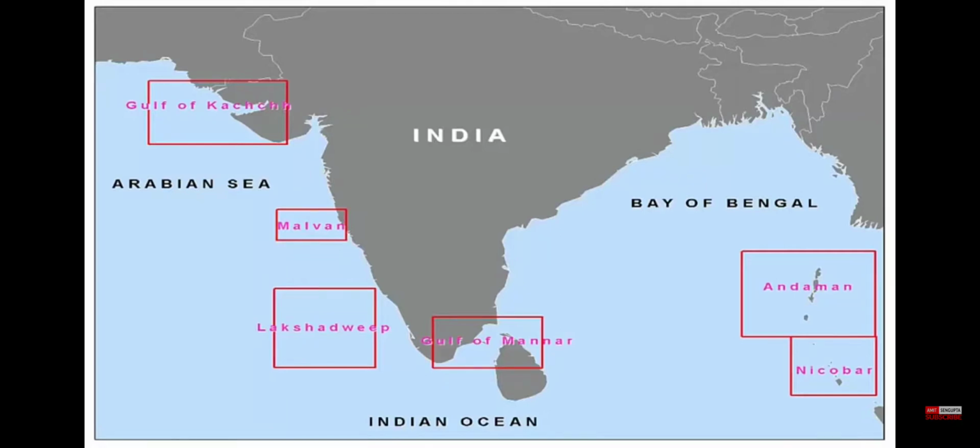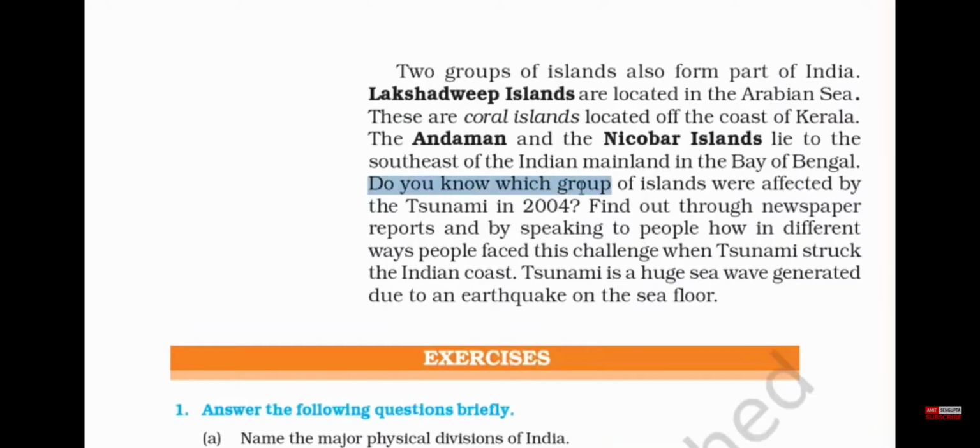Which all places in India will you see corals? Corals are found in the Gulf of Kutch, which is near Gujarat, and then we have Lakshadweep, and then the Gulf of Mannar, which is between Sri Lanka and Tamil Nadu, and then the Andaman and Nicobar Islands. And if you want to know the group of islands which were affected by the tsunami in 2004, they are part of the Andaman and Nicobar Islands, because the tsunami came from the southeastern part of the country.